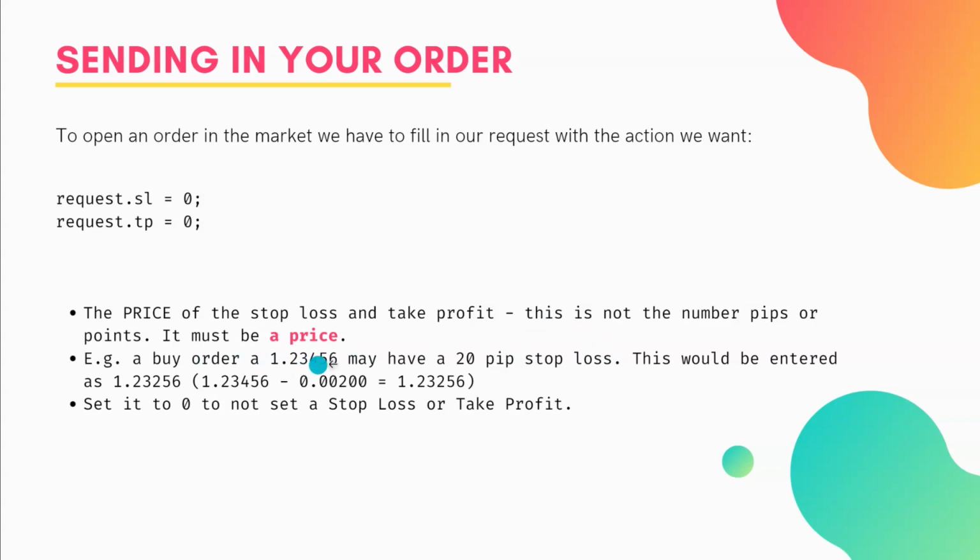So if you had a buy order that was at 1.23456 and you wanted a 20 pip stop loss, as in a 200 point stop loss, in most cases you would have to minus the 200 points from that to get the price that you want your stop loss to be, that 1.23256, and that's what you would send as your stop loss. If you set it to 0, it will be blank.